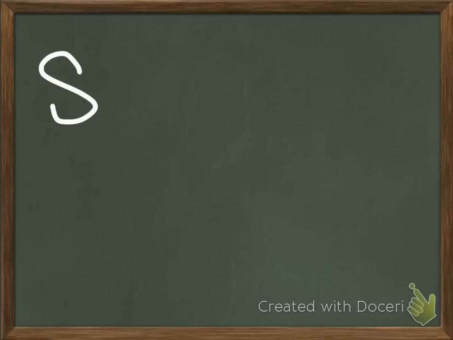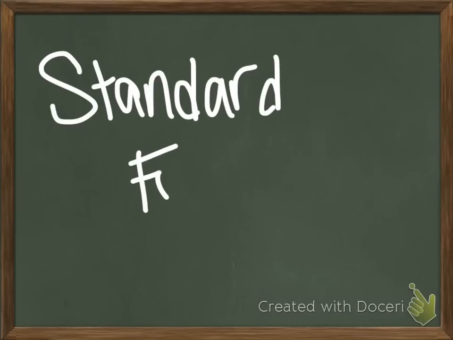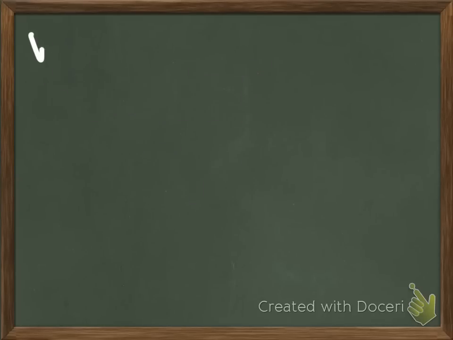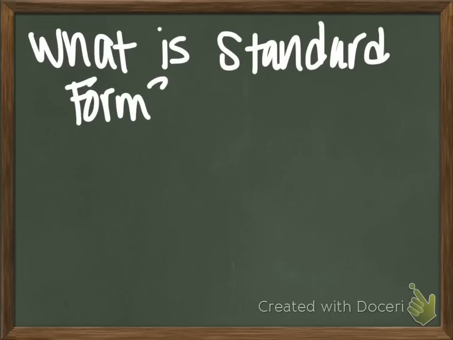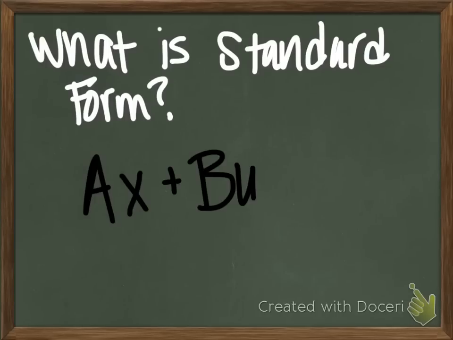In this video, we're going to look at a form of an equation that we've worked with already, but we haven't really put a name to it. So this is called standard form. And standard form looks like ax plus by equals c.